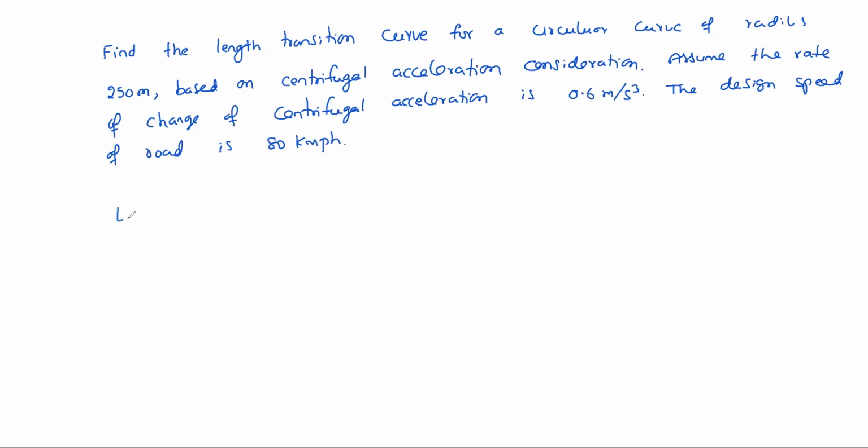So now directly LS equal to V cube by CR, which equals 80 by 3.6 cube by C given directly 0.6 into radius 250 meters. That equals, you will get in meters, 80 by 3.6 cube by 0.6 into 250, which is 73.16 meters. Okay. Next.